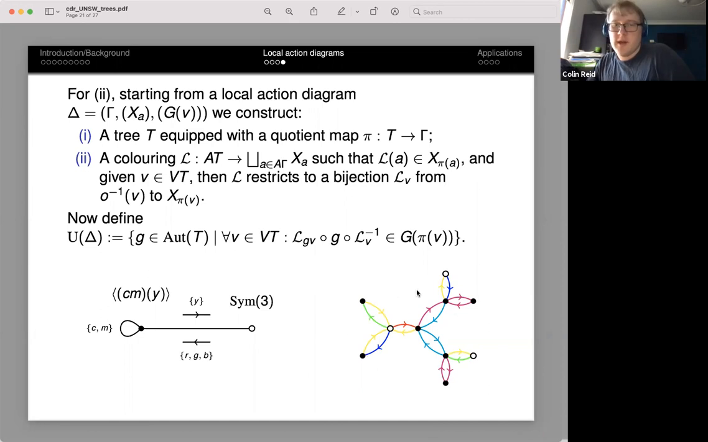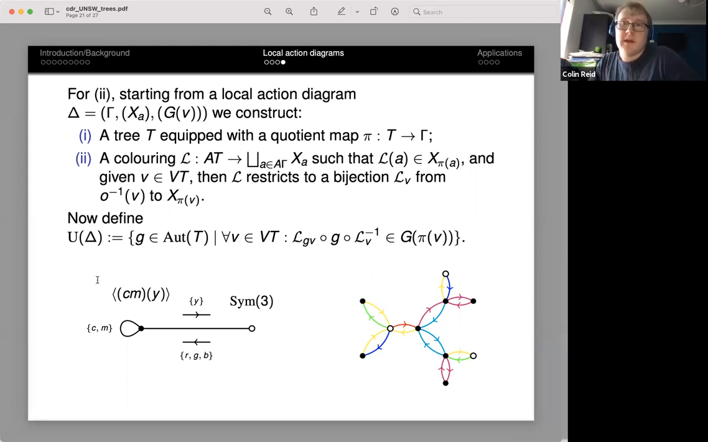So I've drawn an example here of how the coloring works. So the point is that the colors of the in arcs at a vertex could be anything. We don't keep track of those, but the colors of the arcs coming out of a vertex should be in 1-to-1 correspondence with the color set in the local action diagram. So this vertex here, we have yellow, magenta, cyan. Here we have yellow, magenta, cyan, and so on. And the point is you can always do this. You can always color the tree so that this is satisfied. There are some arbitrary choices to be made in the colorings, but it doesn't actually affect what the final group is. You always get the same group up to conjugacy.